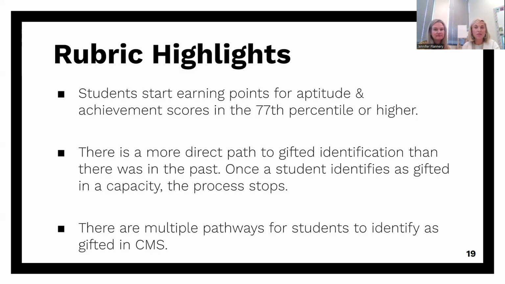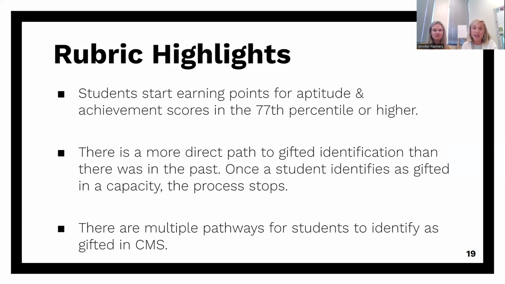Okay, so we're going to go over the CMS identification rubric. Just some highlights for the rubric. Students will start earning points for aptitude and achievement scores in the 77th percentile or higher. So when we see those scores at 77, then we can start finding points on the rubric for them. There is a more direct path to gifted identification than there was in the past, which is great.